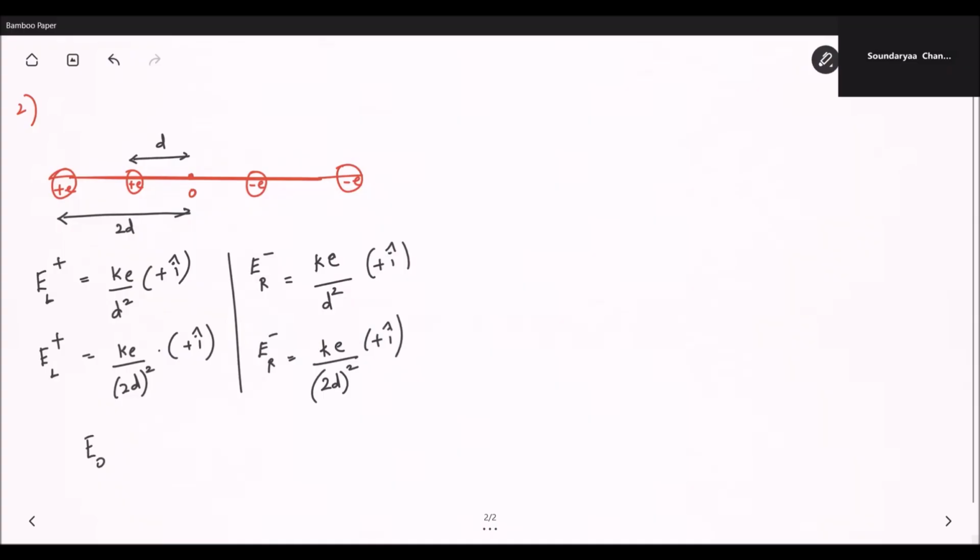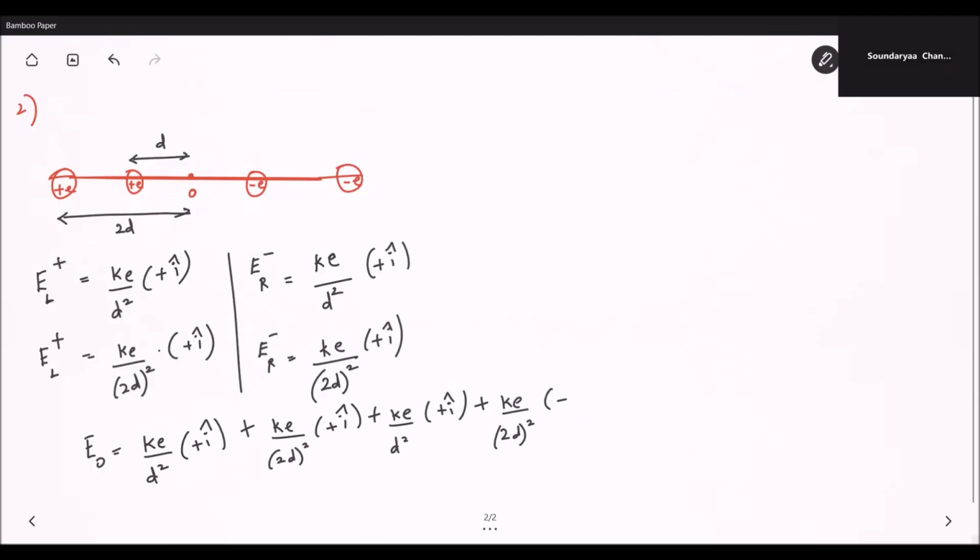What is the total electric field at center O? ke by d square. You have to add up all these things. Plus i cap plus ke by 2d the whole square plus i cap plus ke by d square into plus i cap plus ke by 2d the whole square into plus i cap. Now ke by d square is present commonly in all the terms. You can take it outside.